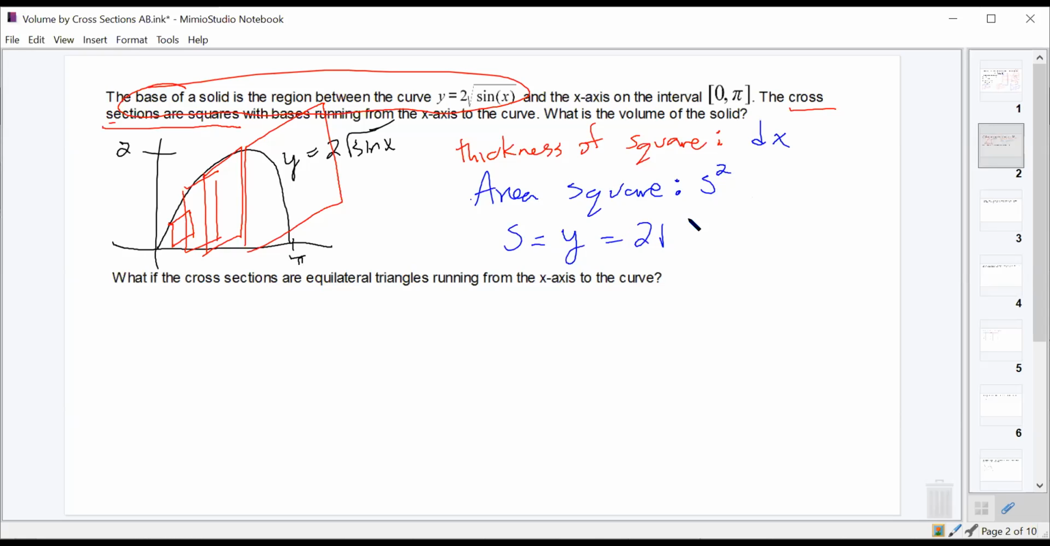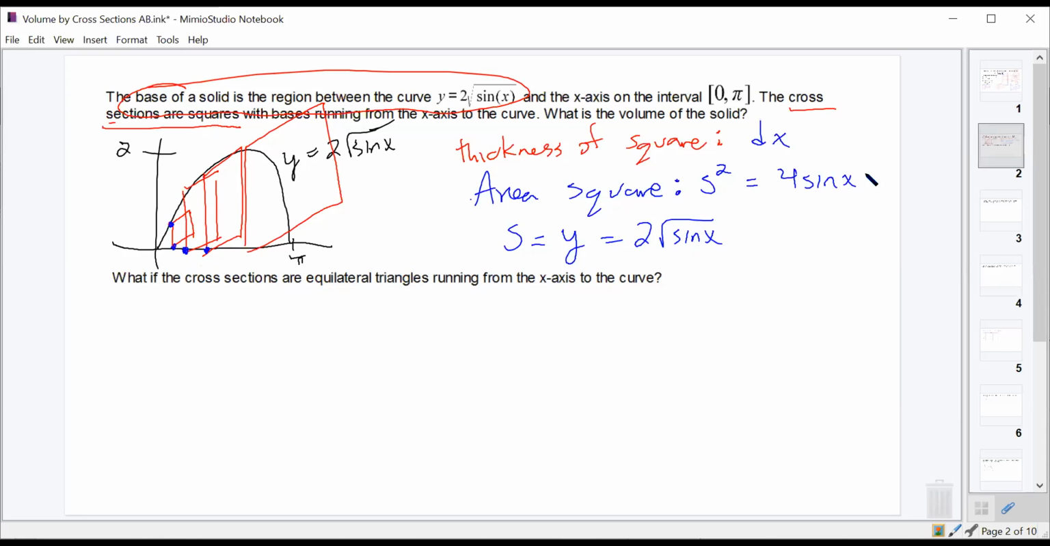It's just that y. It's just 2 times the square root of x, because that's where our bases go for our squares. They go from the x-axis to the curve. Whether I'm at this x value, or this x value, or this x value, the side length is always 2 square root sine x. And so our cross-sectional area should be s squared or y squared or 2 root sine x squared, which is 4 sine x.